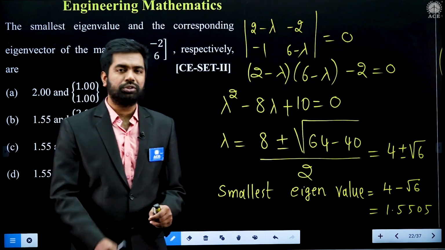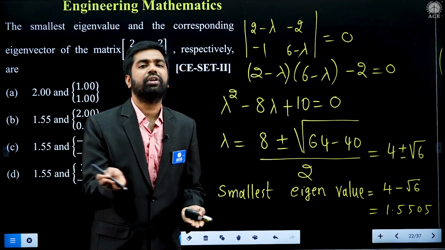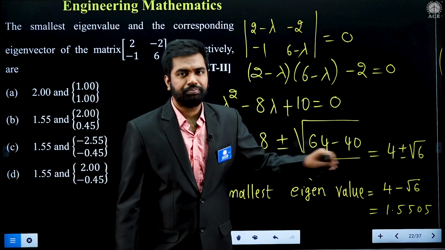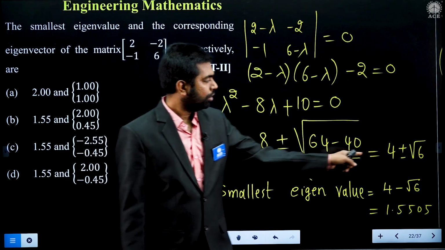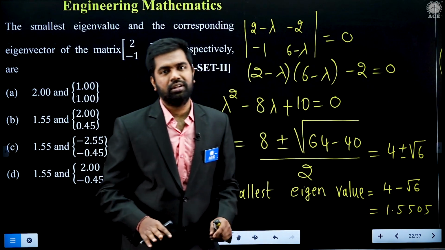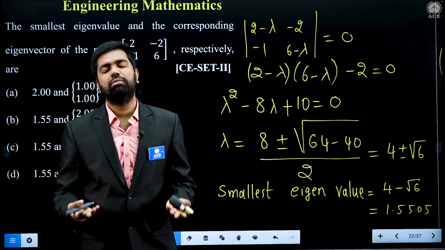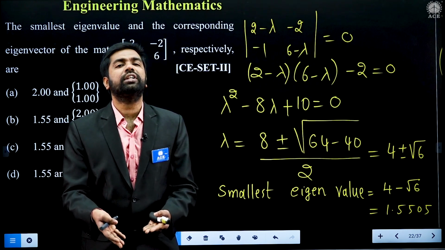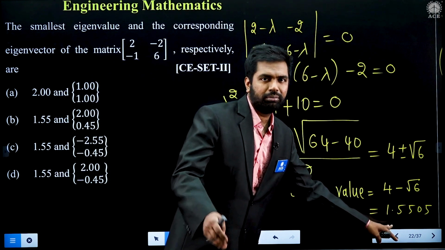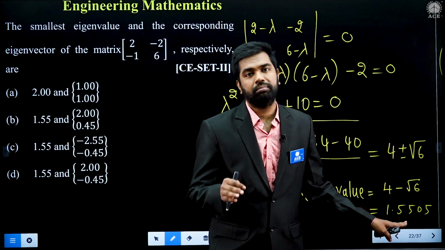If you want to find the roots, it is minus b plus or minus root of b square minus 4ac by 2a. You use that formula, get the roots. The roots are 4 plus root 6, 4 minus root 6. Among 4 plus root 6 and 4 minus root 6, which is the smallest one? Obviously, 4 minus root 6 is the smallest one. 4 minus root 6, approximate value is 1.5505, right?